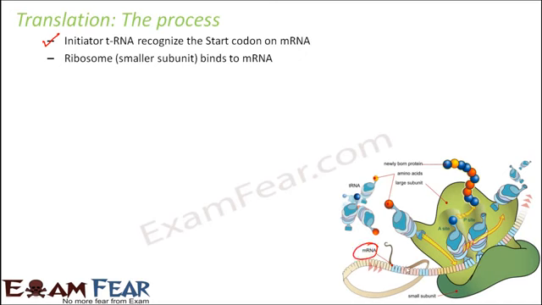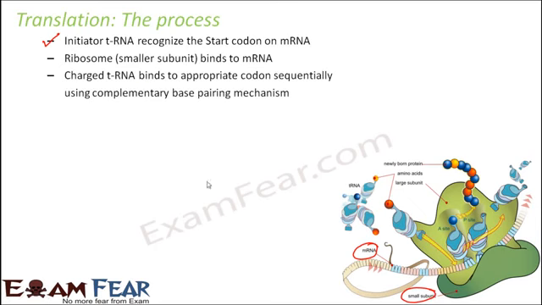So here you can see this one is mRNA and mRNA binds to the smaller unit. This is the smaller unit and this is the larger unit. So peptide bond formation takes place in the larger unit, but mRNA gets connected to the smaller unit. So charged tRNA binds to appropriate codon sequentially using complementary base pairing mechanism. So here you can see the tRNAs, they are carrying amino acid and they come near the mRNA.